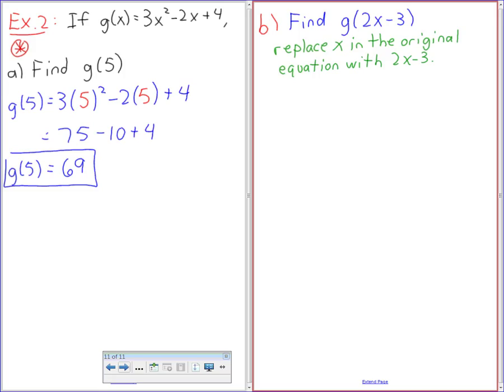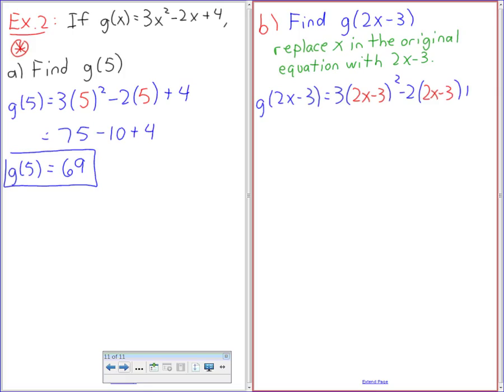Tell me what the next step is going to be. Min Chan, since it's your birthday, I can't refuse you. Go ahead. It's 3 times (2x minus 3) squared, minus 2 times (2x minus 3), plus 4.